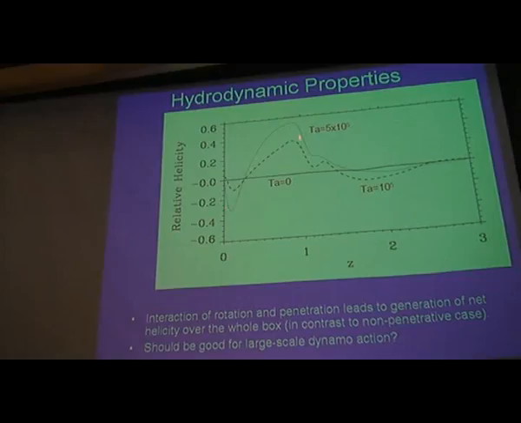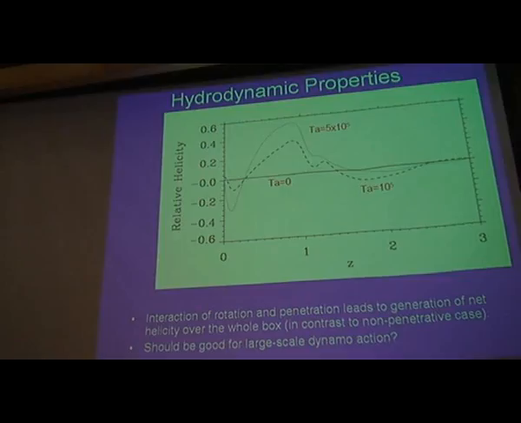This really does have a net helicity, and one might expect, according to mean field theory, that it should be a jolly good large-scale dynamo. So this interaction between the rotation and the penetration leads to this generation of net helicity. So this one should be a good candidate for large-scale dynamo action. One would think, especially in the region just below the convection zone, because there the magnetic Reynolds number is smaller, perhaps.